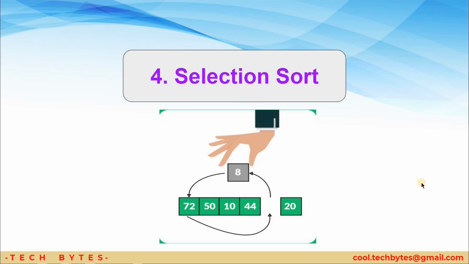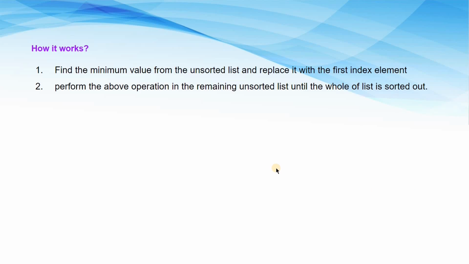In this video, we discuss selection sort and go through the code as well. How it works. The basic principle of selection sort is to select the minimum value from the unsorted list and replace it with the first index element. Now the first element is sorted, perform the above operation in the remaining unsorted list until the whole list is sorted out. Alright, let's see that with an example.